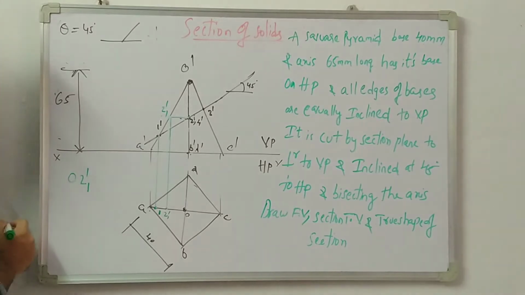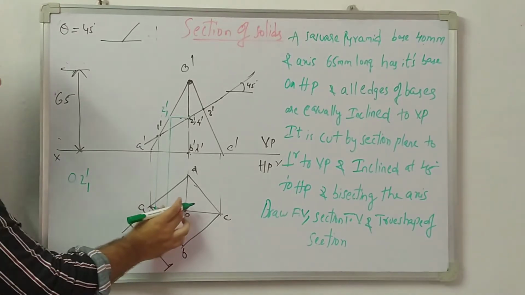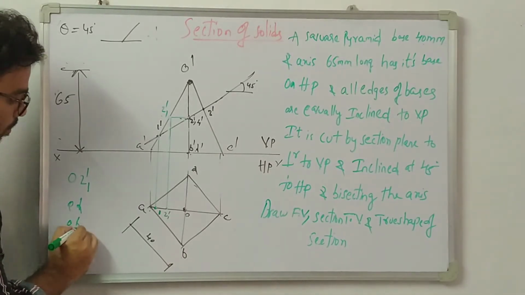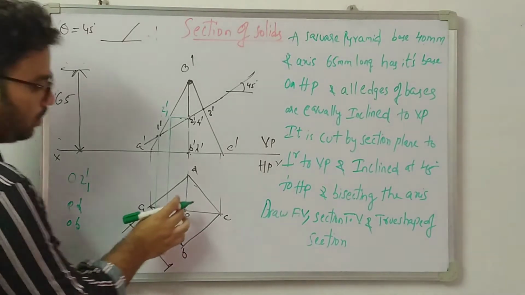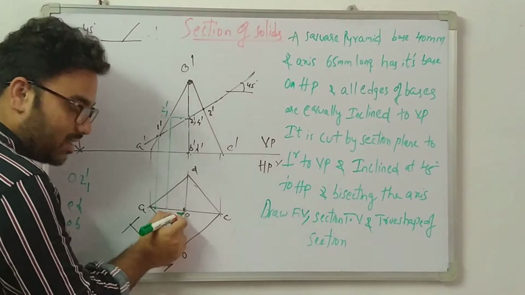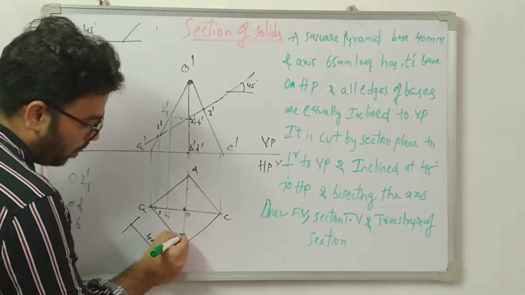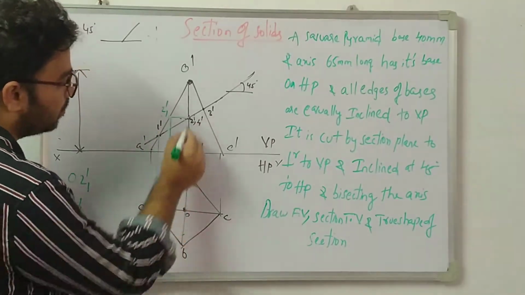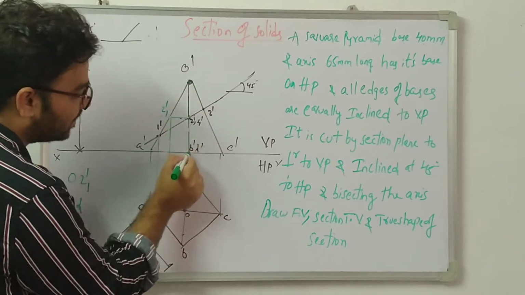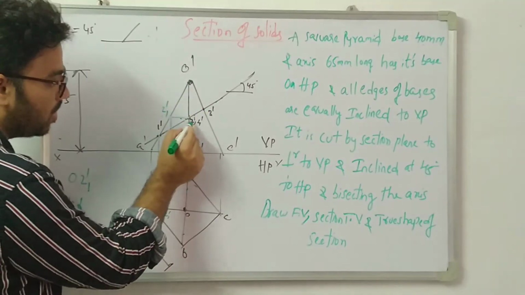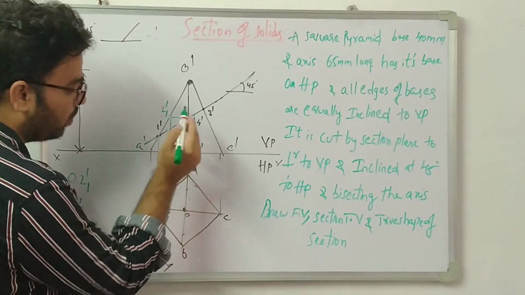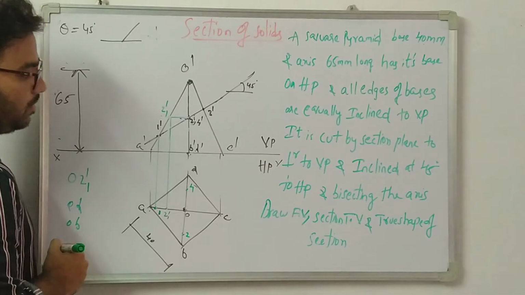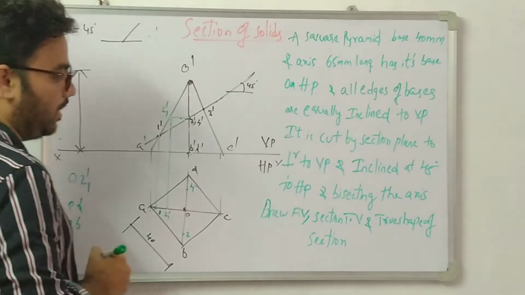Measure O 2 1 dash distance in the compass and draw an arc on OD slant edge and OB slant edge. So measuring this distance, O as a center, cut an arc on these both points. Now 2 dash and 4 dash are located on this. So OB dash slant edge belongs to 2 dash, and OD dash slant edge belongs to 4 dash. So this is my 4th point, this is my 2nd point.